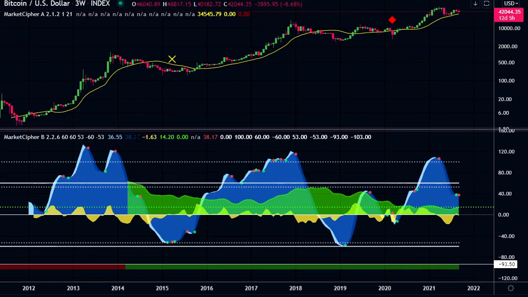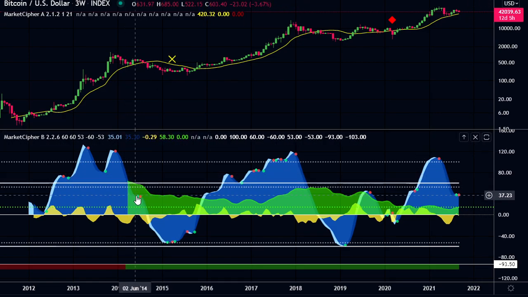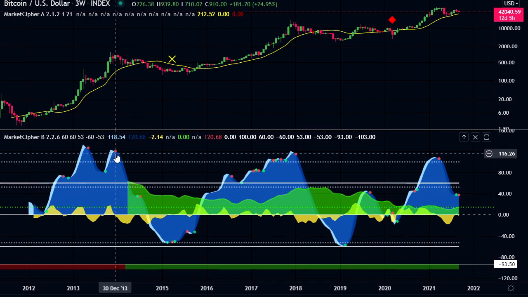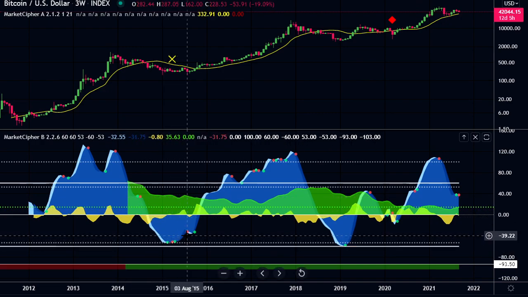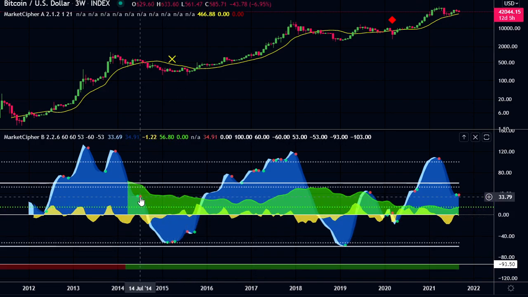But it does look similar to this area here, obviously, where we had the red dot, we came back down, we had the green followed by the red dot, and then the bear market started. So that is comparable here.